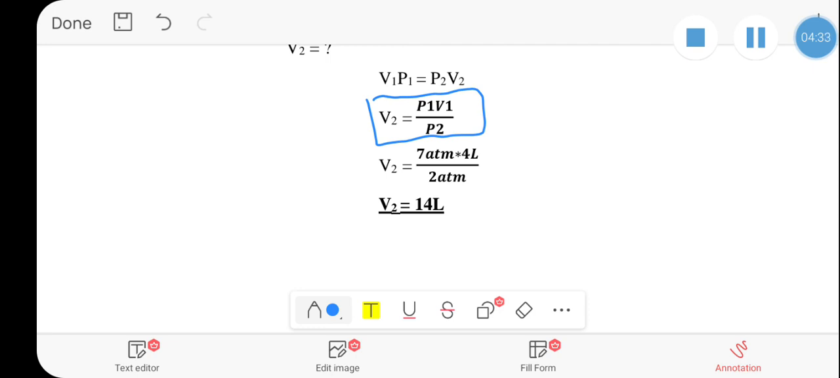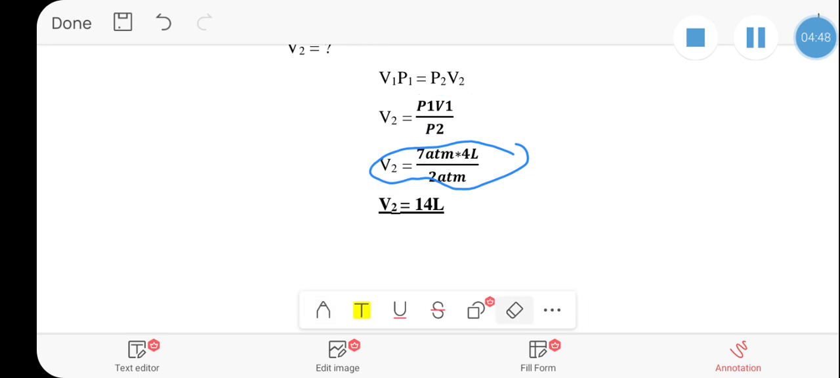By substituting the value of volume and pressure, P1 is 7 atmosphere and V1 is 4 liter and P2 is 2 atmosphere. By substituting the given values, we can get V2 which is equal to 14 liter.